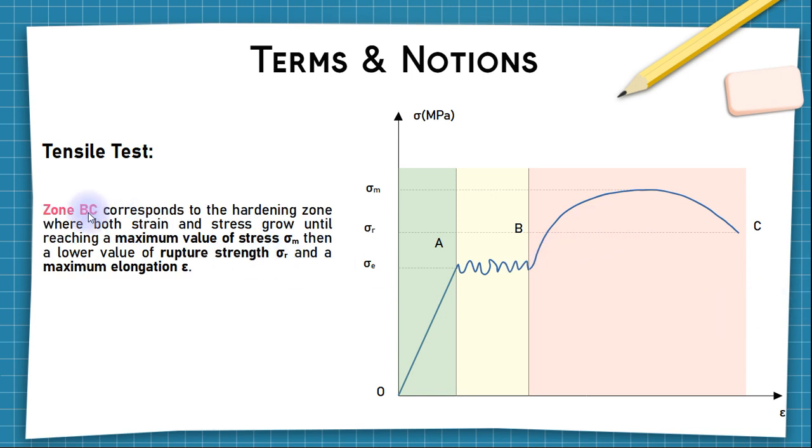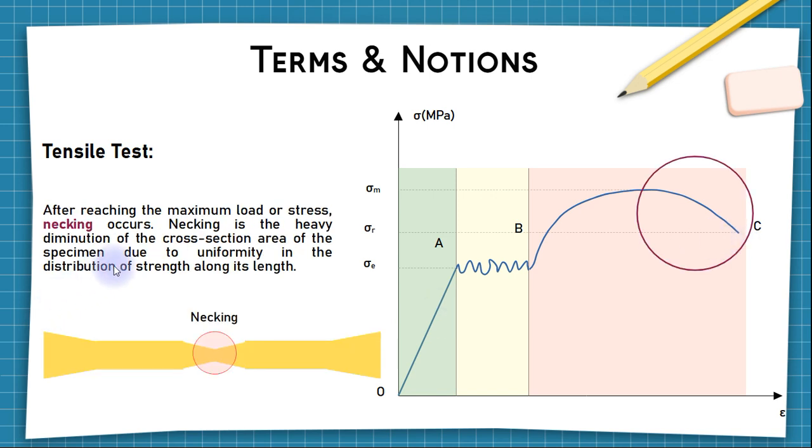And finally, the zone BC corresponds to the hardening zone, where both strain and stress grow until reaching a maximum value of stress sigma m, then a lower value of rupture strength sigma r, and a maximum elongation epsilon. So after reaching sigma m, you get a lower value of stress denoted sigma r, and that's where the failure or rupture occurs.